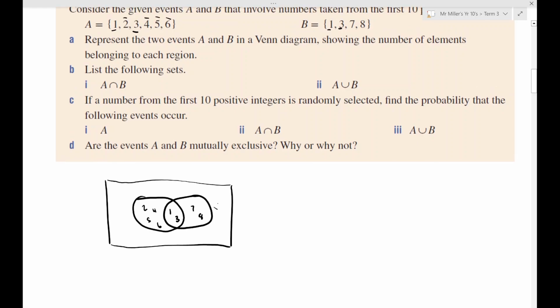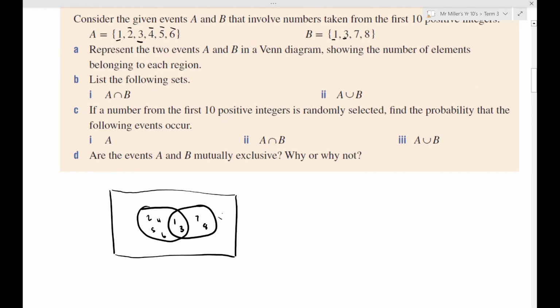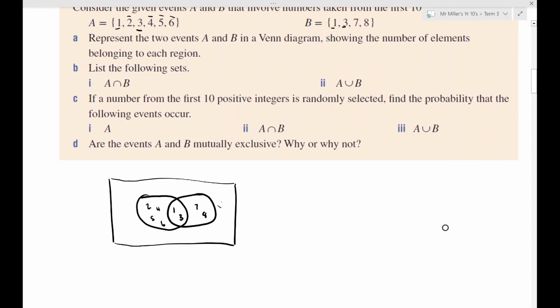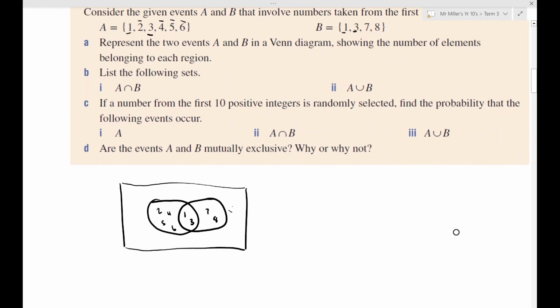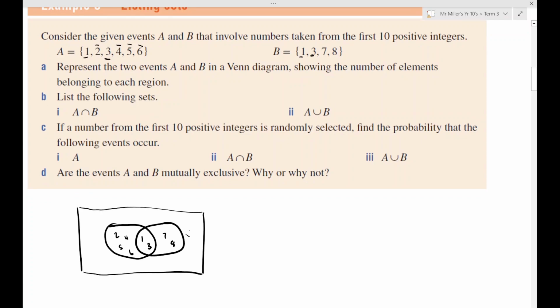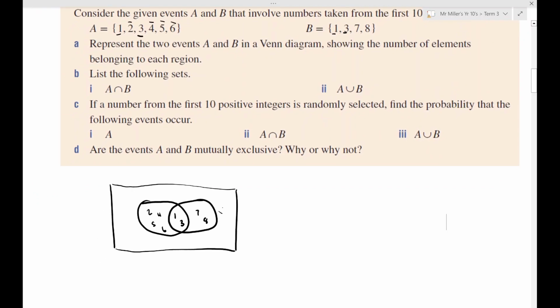Alright, so you might think we're done, but we're talking about numbers taken from the first 10 positive integers. So if we consider all the numbers, the first 10 positive integers, it's 1, 2, 3, 4, 5, 6, 7, 8, 9. Oh, actually the first 10. So we could either include 0, or we could include 10, right? 0, 1, 2, 3, 4, 5, 6, 7, 8, 9, or 1, 2, 3, 4, 5, 6, 7, 8, 9, 10. Just the first 10, however you want to consider it. We'll say 1 to 10.